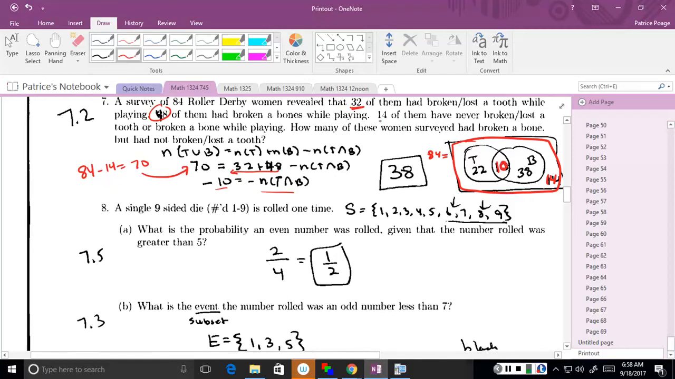But it's asking how many of the women surveyed had broken a bone but not broken or lost a tooth. So we're looking for these right here. So I've got to go back to 48 of them had broken bones. Subtract the 10 that I already have in the middle, and that leaves us with 38 had only broken bones.